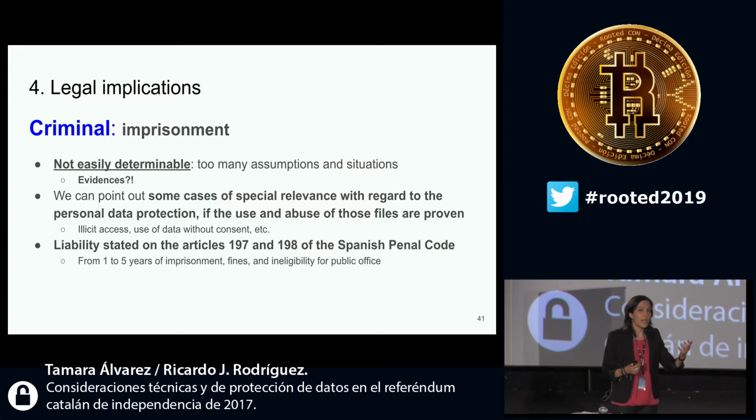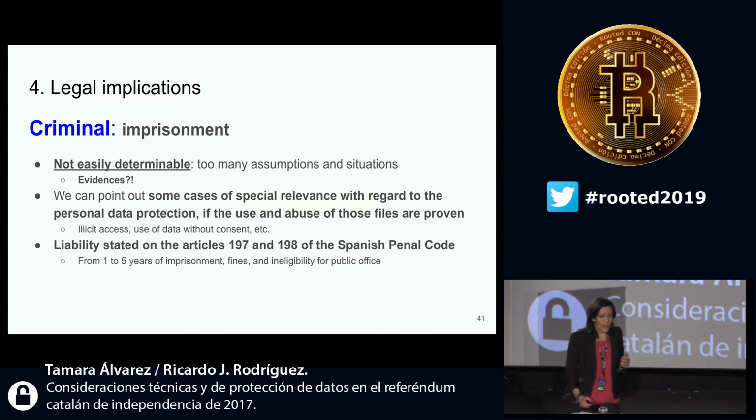it is the procedural part of being able to link one crime with one specific person, particularly when we're dealing with the computer world. And here we can see different types of criminal acts, which can range from disobedience to what we're seeing right now during the trial. But we can link this to different types of crimes.